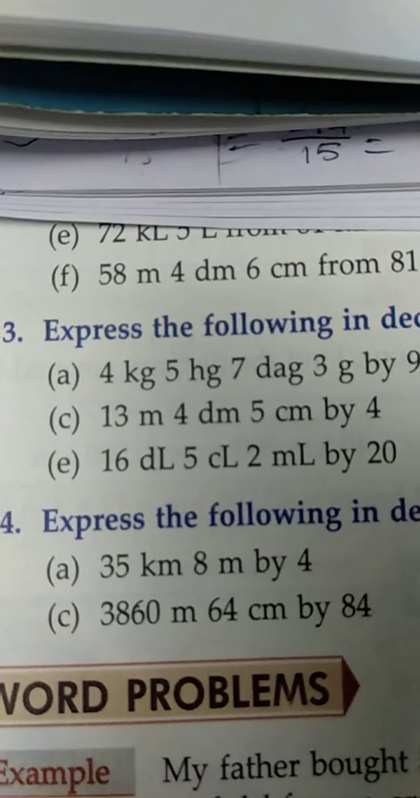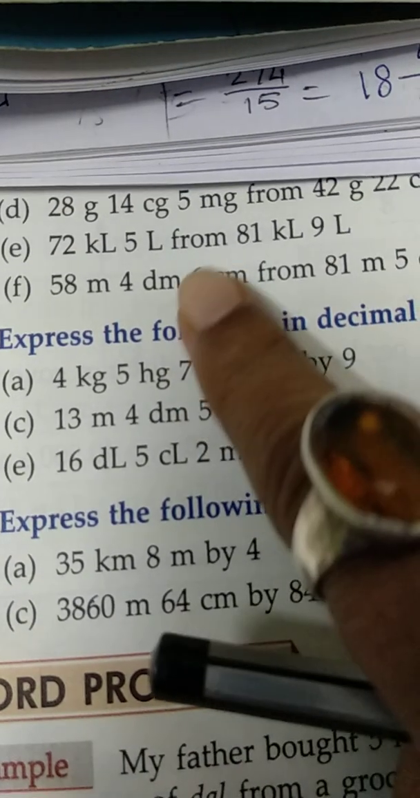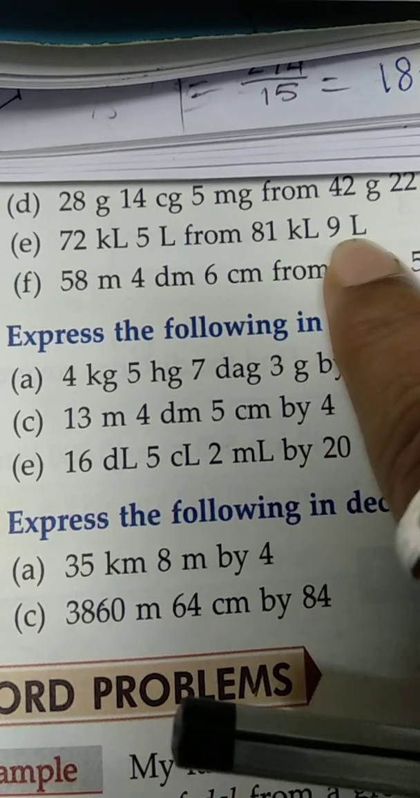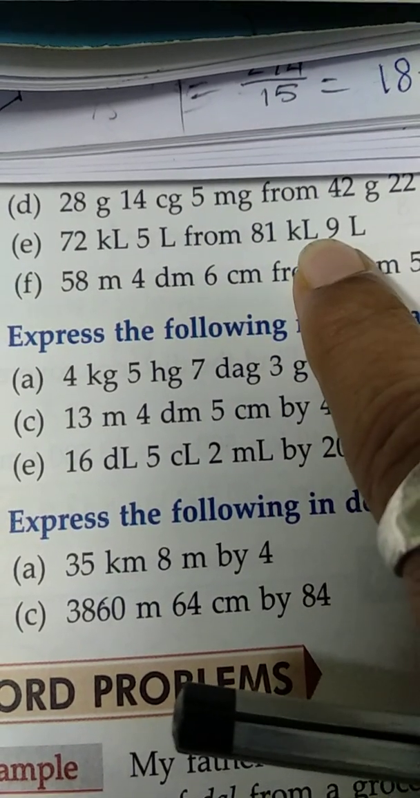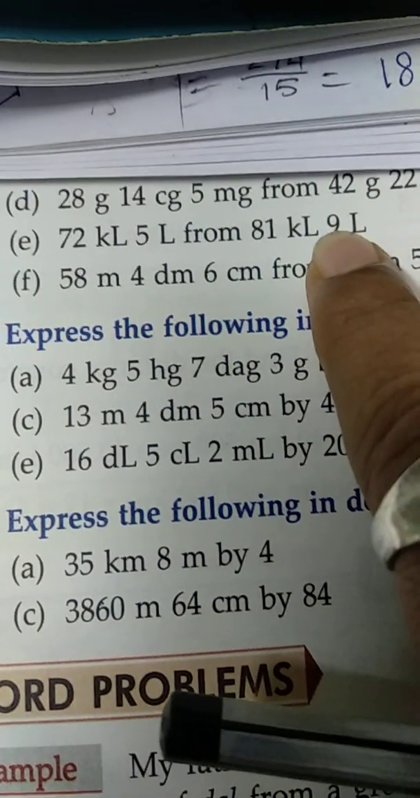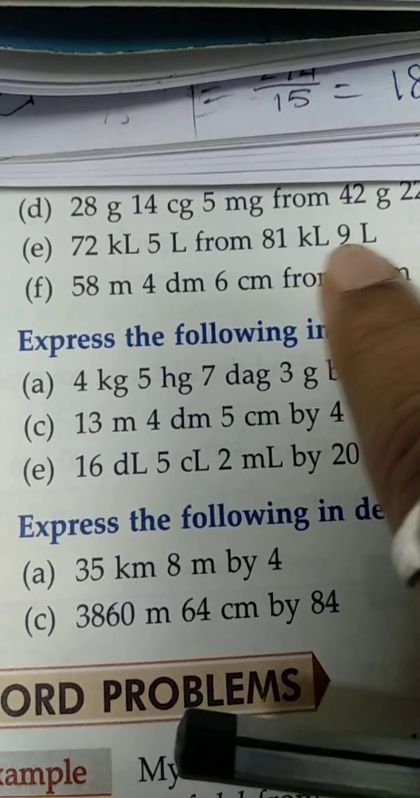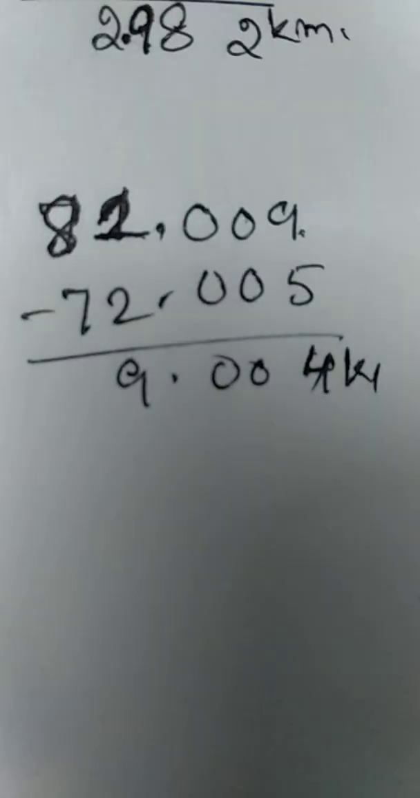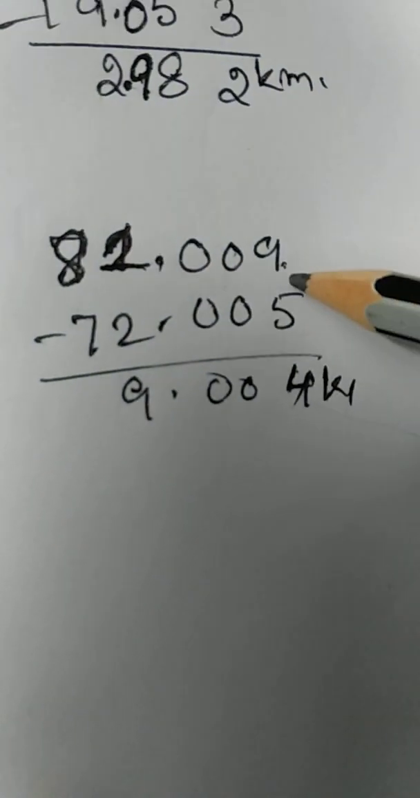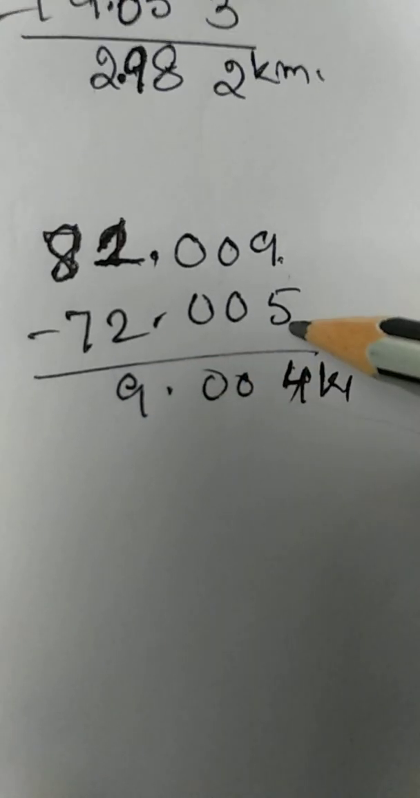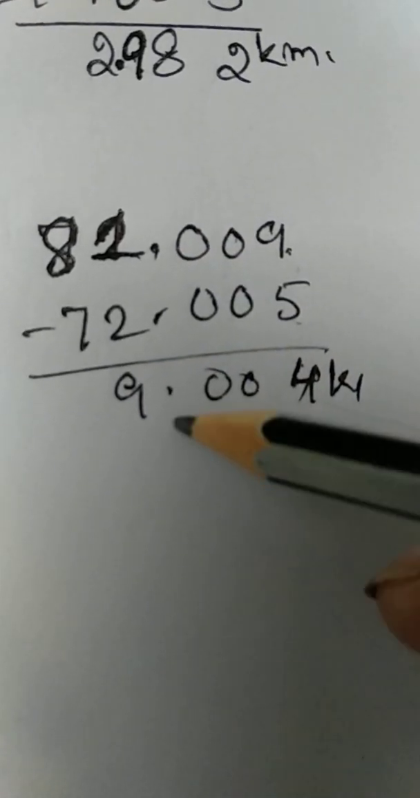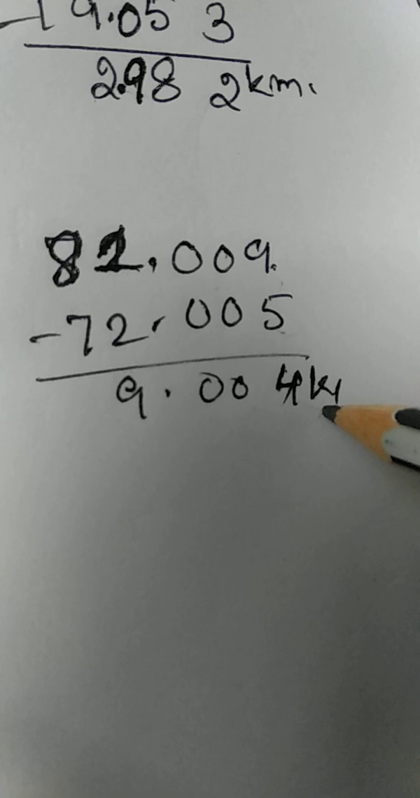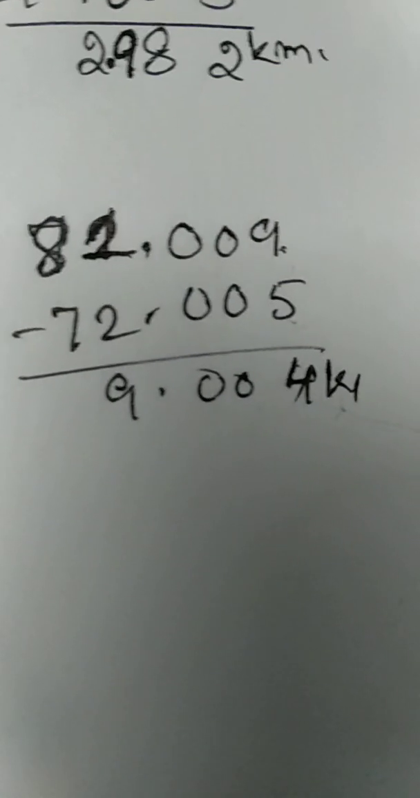Here it is told 72 KL 9 L from 81 KL 9 L. Now before L there is no other designation given. So in the places of H and D plus HL and DL we will write zeros. Here also same. See, we have written 81.009, 72.009. After subtraction we have 9.009 KL. Next is E.